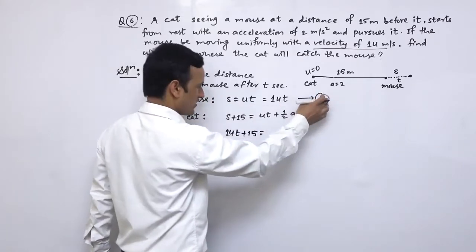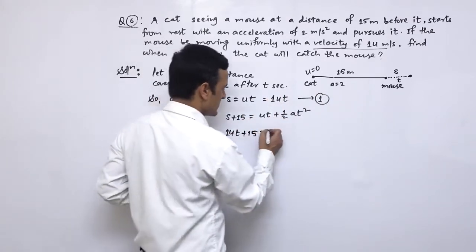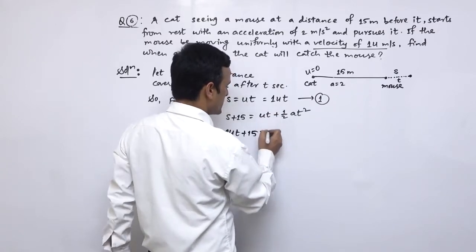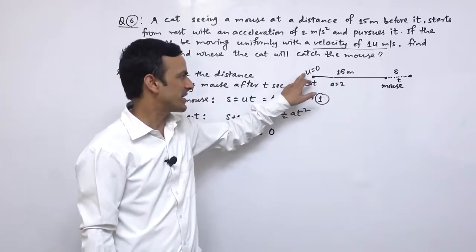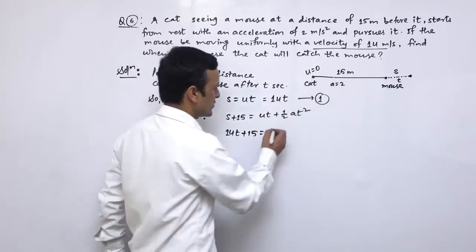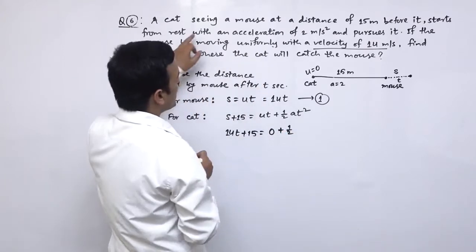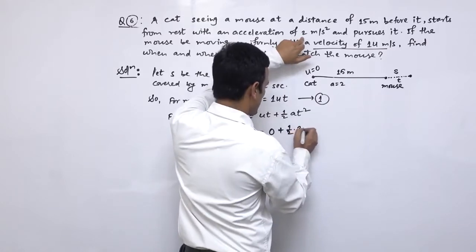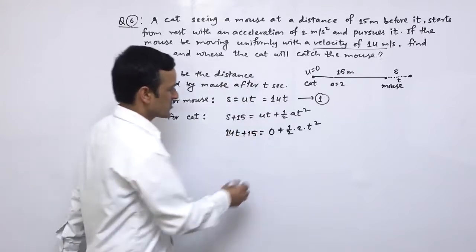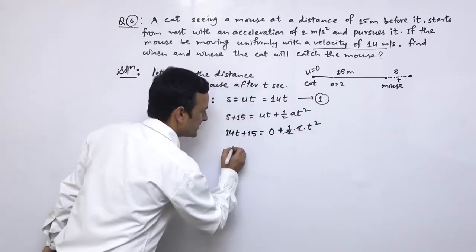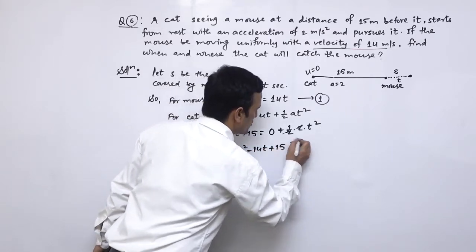So from 1, or using 1, we can write down s means 14t plus 15, and here is ut. Ut means its initial velocity is 0. Cat ko lagi initial velocity is 0 huncha. So write down 0 plus 1 by 2 acceleration. Cat ko acceleration hami sanga 2 cha, so write down 2, and time is unknown, so t square. So 2 and 2 cancel, and here is t square minus 14t plus 15 is equal to 0.